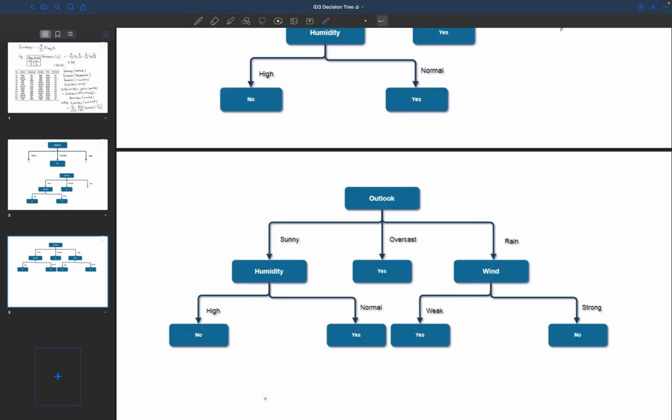So this completes our decision tree based on the ID3 algorithm. The code for this Python can be downloaded below.